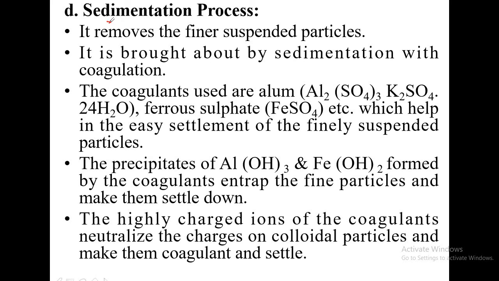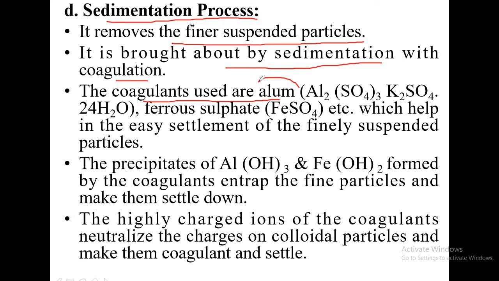Now the last step involved in the primary process is the sedimentation process. Sedimentation is used to remove finely suspended particles present in the sewage, and that is mainly done by sedimentation with coagulation. For that we need some good coagulants. Largely used coagulants are alum and ferrous sulfate. You may be familiar with potash alum, aluminium sulfate, potassium sulfate and 24 H2O. This is the molecular formula of potash alum.